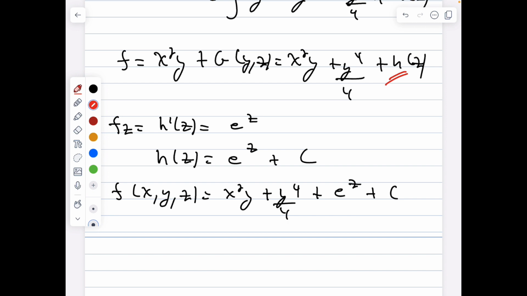And of course, you can check this by taking a partial derivative with respect to x, y, and z, and it should come out to be what you have there.